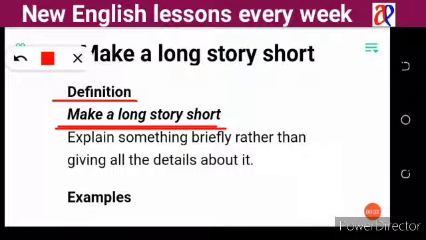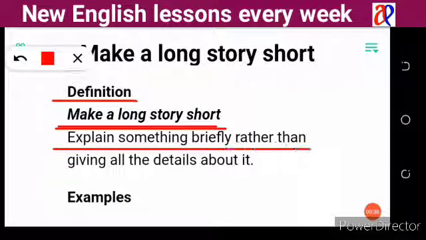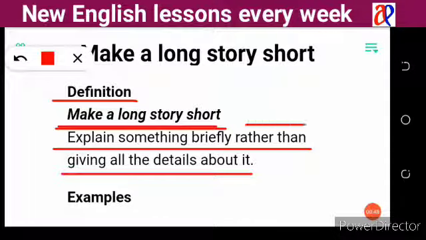Beginning with the definition, make a long story short means explain something briefly rather than giving all the details about it. Rather than also means instead of. So you can say explain something briefly instead of giving all the details about it. So whenever you want to explain something briefly without giving all the details about it, you use make a long story short.